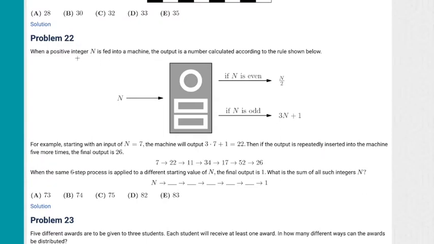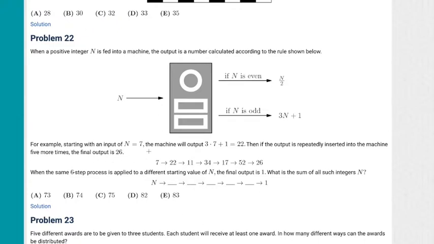Next question, number 22. When a positive integer n is fed into a machine, we get the output. So this is basically like a function. If n is even, it's n divided by 2. If n is odd, it's 3n plus 1. So this is something known as the Collatz conjecture. It's basically this machine, and they say if you plug in the number n, eventually through some number of repeated inputs, you're going to get the number 1. And that's just a conjecture. I'm not sure if it's been proven or not, but it's not really related to this problem. So we're going to continue.